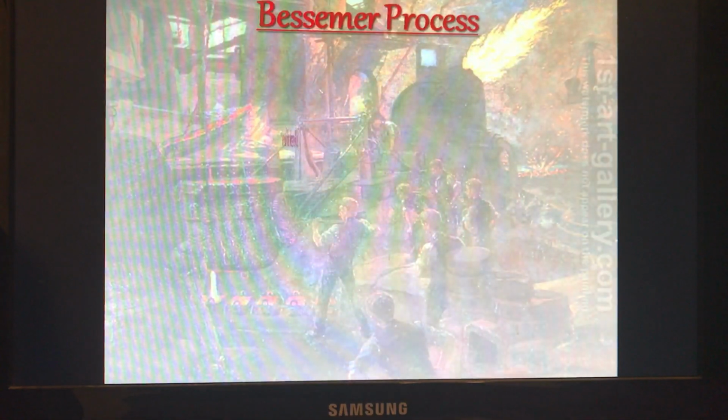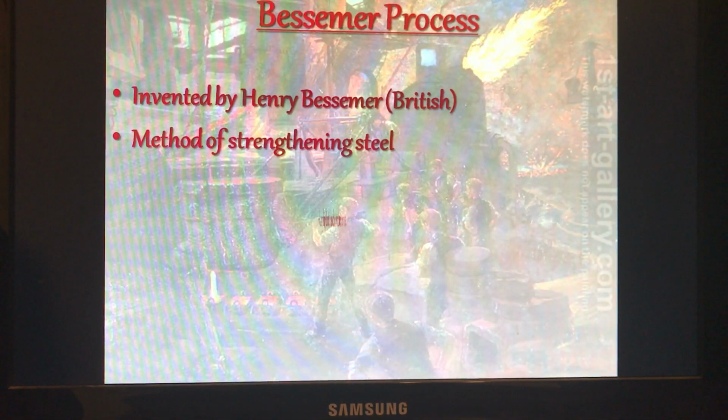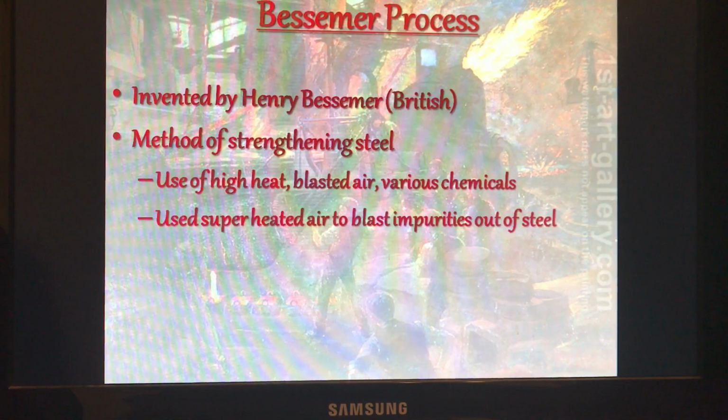All right, guys, let's get on here with Section 4 of Industrial Revolution Part 2. Now we're going to get into some specific processes and other items about the Industrial Revolution that made it unique, especially for the U.S.